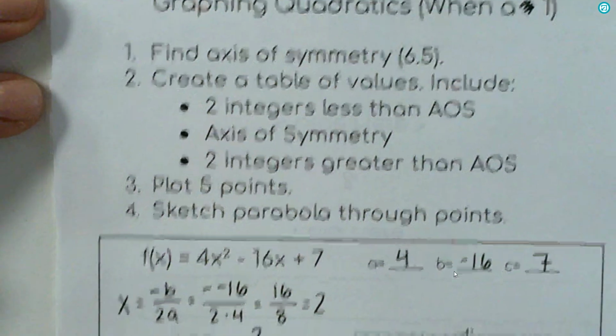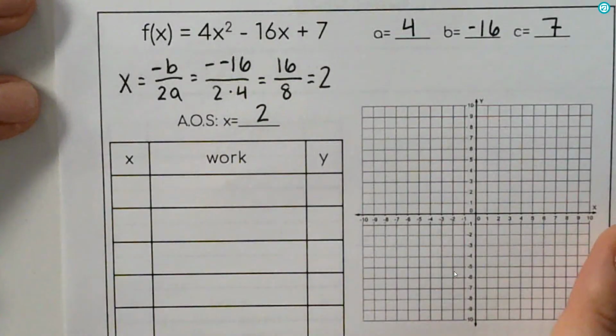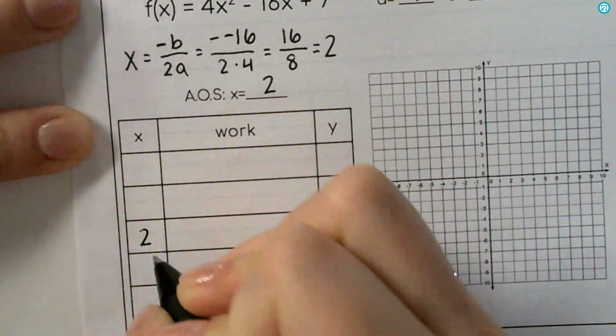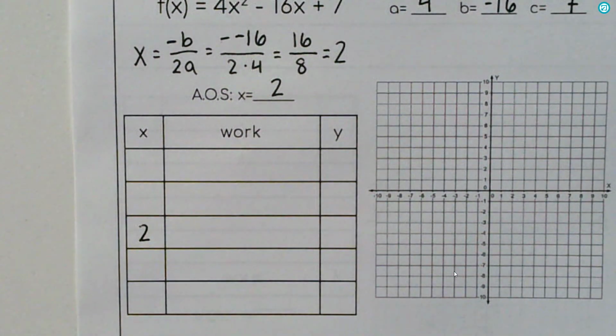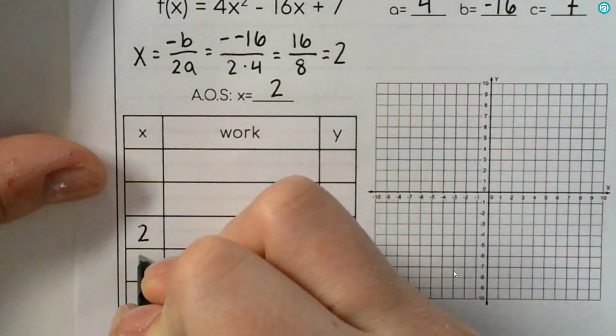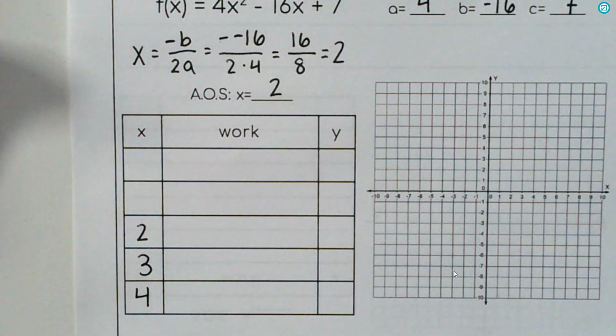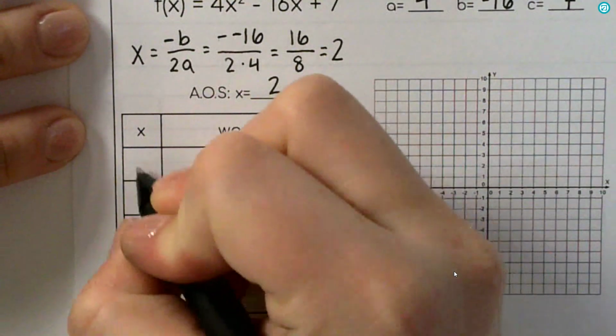Down here on your table, we just found out that our axis of symmetry was 2. So put that in the middle right here. That is going to be our middle x value that we're going to evaluate for. Then, below that, put down 3 and 4, because those are the 2 numbers greater than 2. And then above that, because it makes sense to go from least to greatest, we're going to put 1 and 0.